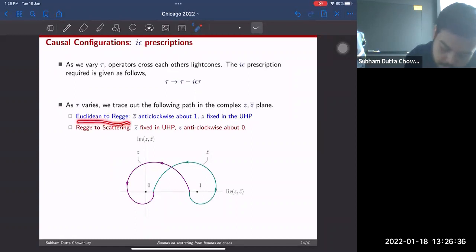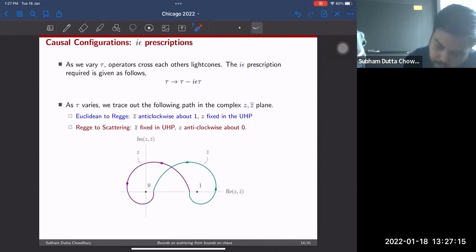As you move from Euclidean to Regge configuration, z bar rotates anti-clockwise about 1, while z remains fixed in the upper half plane. While if you further lower theta, further lower tau, you go from Regge sheet to scattering sheet, and that involves z making an anti-clockwise rotation about 0. Okay, so these are the two important analytic continuations we'll be working with throughout.